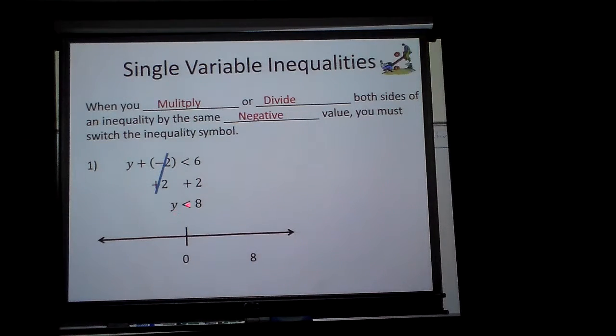There is no bar, so I'm going to put an open circle right there on the 8. And which way would that point? Well, y has to be smaller than 8. Where would the values be smaller than 8? It would be this way. So I'm going to graph it that way. There would be our solution to number 1. When y plus negative 2 is less than 6, that basically means y is less than 8.